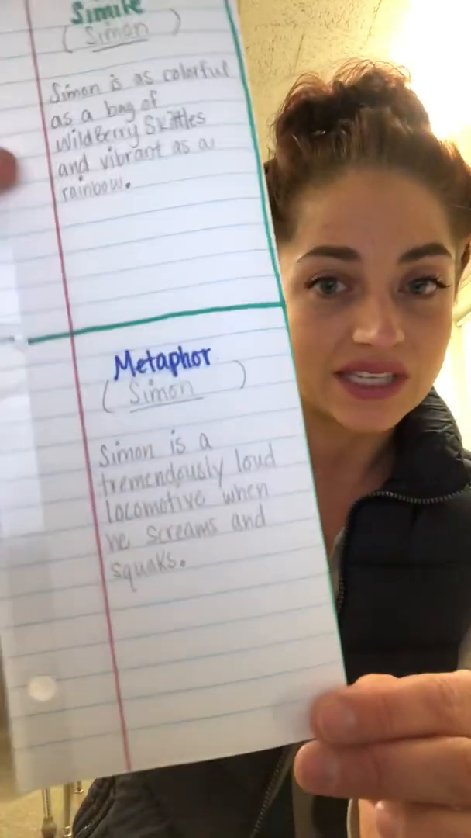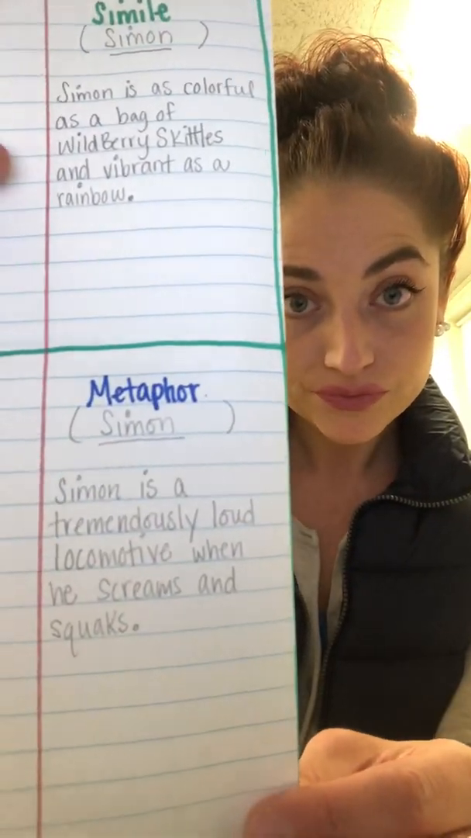So let's see. I came up with how loud he is because I shared in class how he will sometimes screech and squawk very, very loudly, okay? So if it was a simile, I would say Simon is as tremendously loud as a train or a locomotive, but it's a metaphor, so we can't say like or as. So instead, because I'm comparing how loud he is to a locomotive, I wrote, Simon is a tremendously loud locomotive when he screams and squawks. Okay.